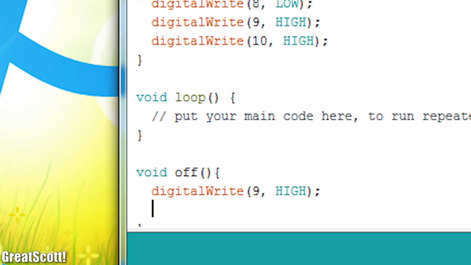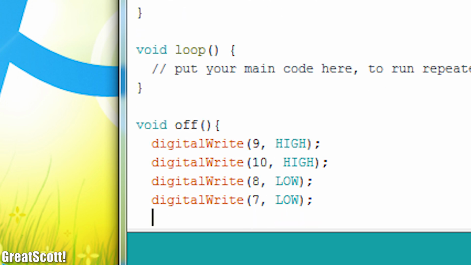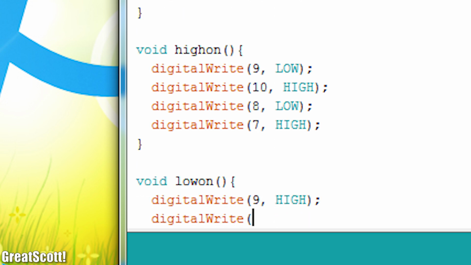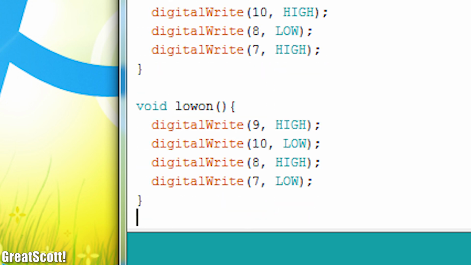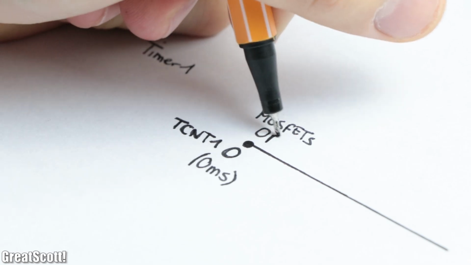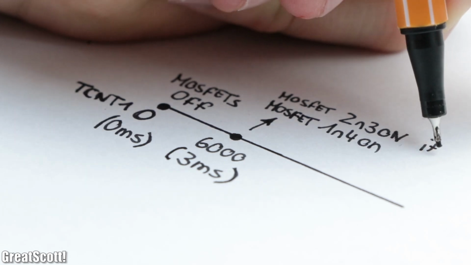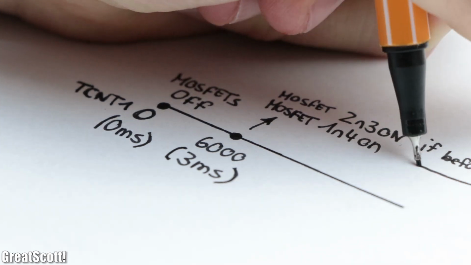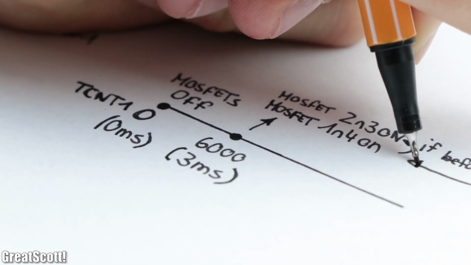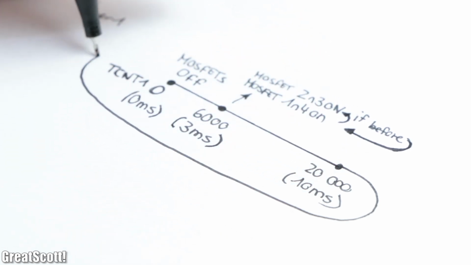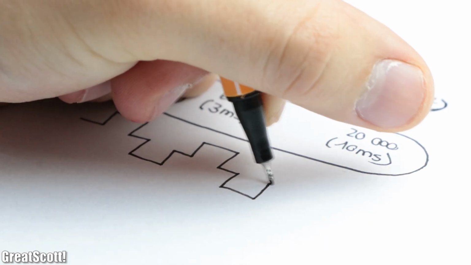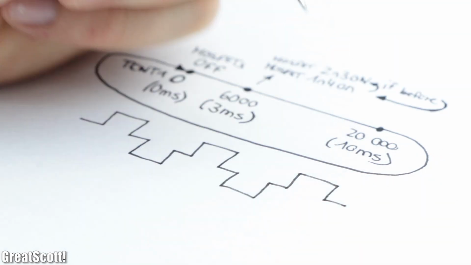First off, I created three functions that either turn all MOSFETs off, turn two on to create the current flow from left to right, or turn the other two on to create a current flow from right to left. Then all I had to do was to set up the timer 1 of the microcontroller, which starts off by turning all MOSFETs off, and then after 3 milliseconds either activates the high on or low on function, depending on whether the last executed function was high on or low on. After another 7 milliseconds, the timer starts over again with the all MOSFETs off function, and repeats this cycle endlessly to create the AC voltage control signal.